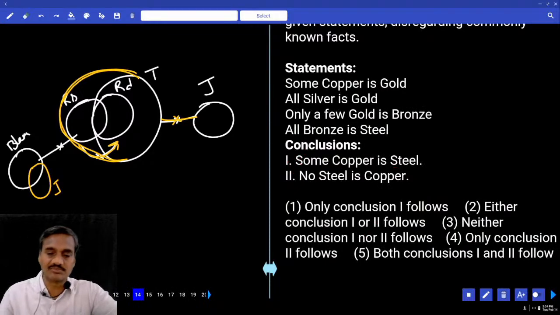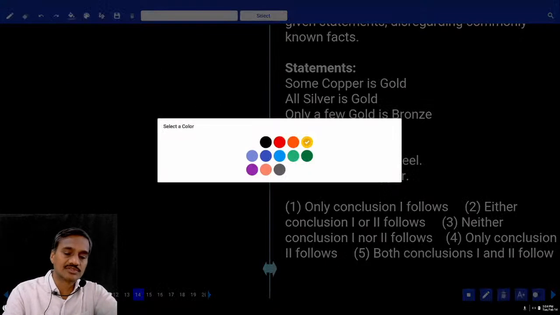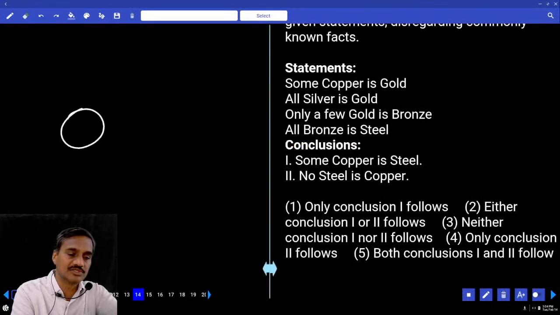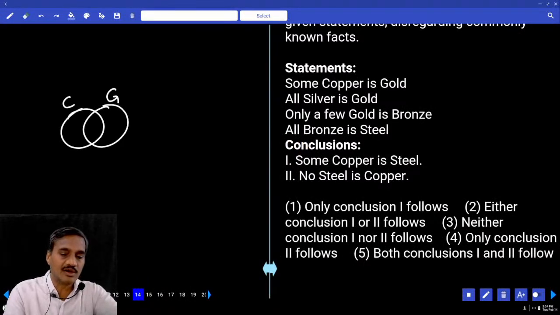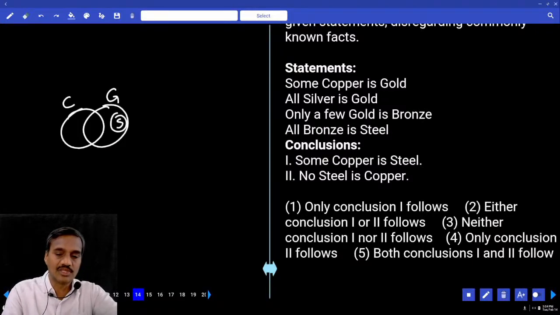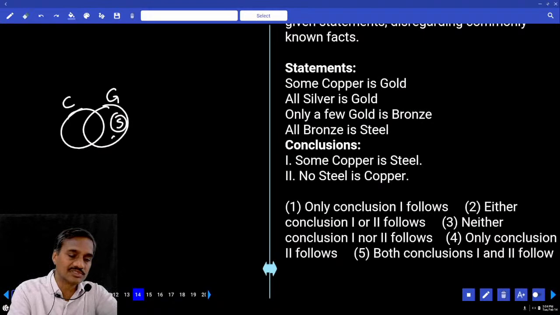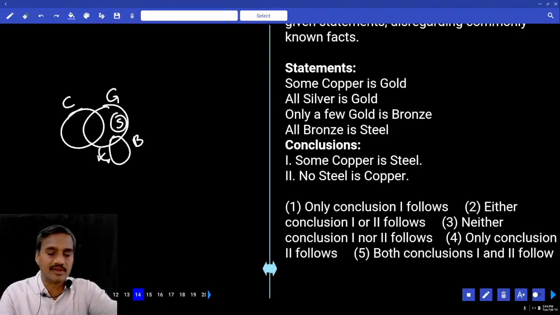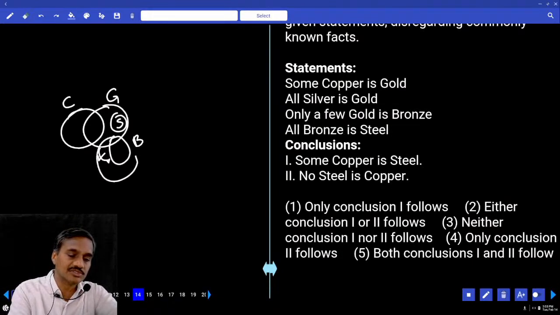Now in this 14, some copper is gold. This is copper and this is gold. Now some copper is gold and all silver is gold. Some copper, all silver, and only a few gold is bronze. Only some gold is bronze, but not all. This entire gold cannot be a part of this bronze. And all bronze is steel. This entire bronze is a part of this steel.